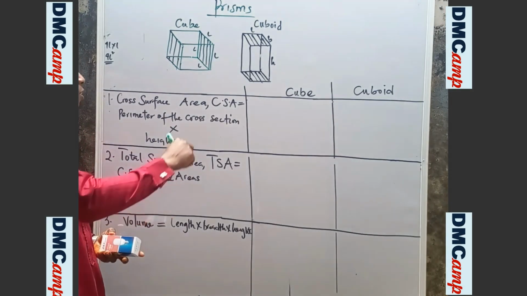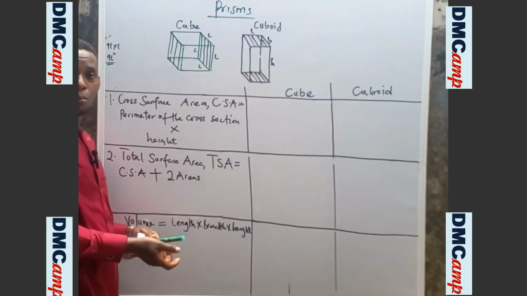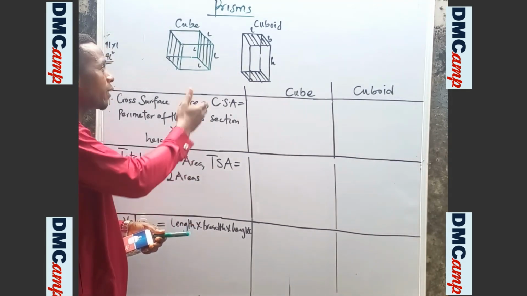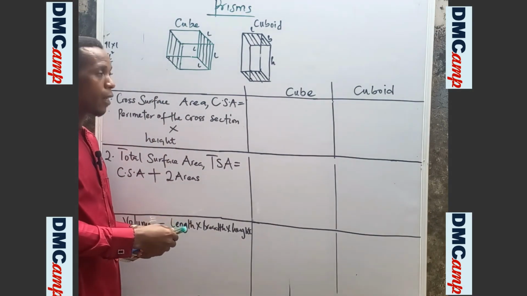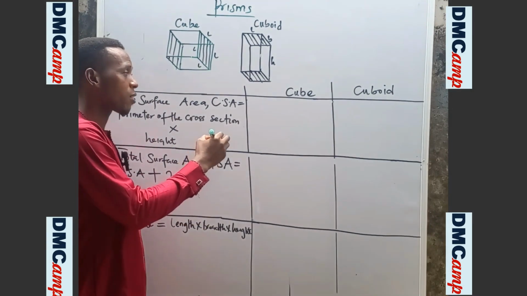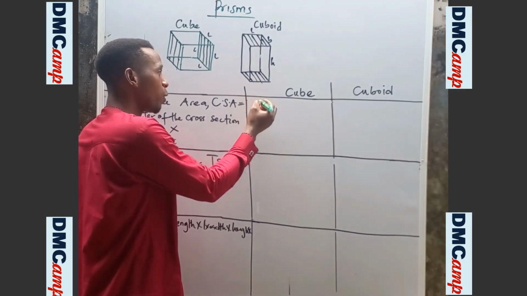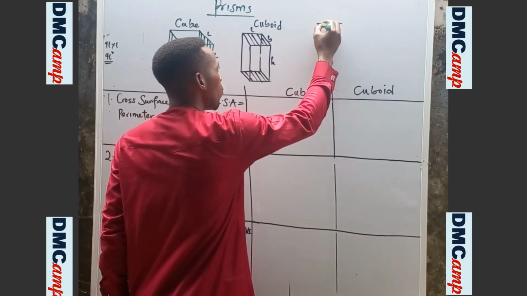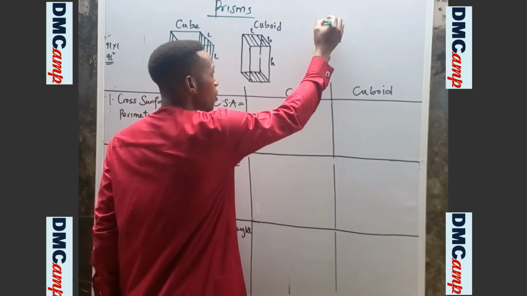Now, let's see, this is a cuboid. The lengths are the same. How do we get the perimeter of this cuboid? Since the lengths are the same, we are going to have the perimeter. For example, if you have a shape like this, what will be the perimeter of this?